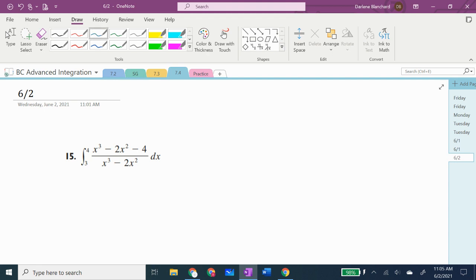Anyway, as I do problem number 15, I'm looking at the fact that I have polynomial over polynomial, but the numerator's degree is not less than the denominator's degree. That means I have to begin this problem through division, polynomial division. And I'm going to do the box division technique. And with that, I am looking at the fact that I am dividing by x cubed minus 2x squared, and if needed, plus 0x plus 0.